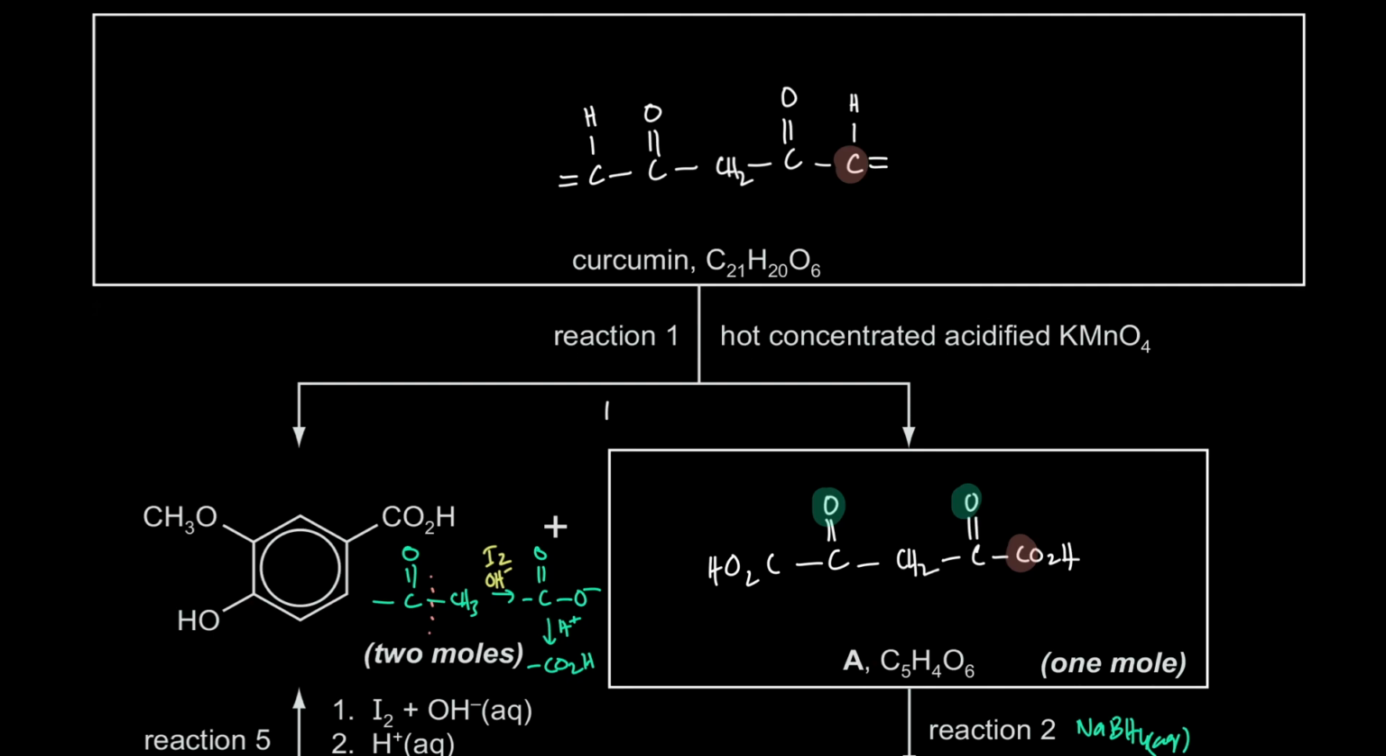And this carbon on the double bond, bonded to one hydrogen, became the carboxyl group. Now when curcumin was oxidized, it formed 1 mole of this, and it also formed 2 moles of this compound. If you look at this compound here, which group was a result of the strong oxidation of the alkene in curcumin? Again, it was the carboxyl group. It's the carboxylic acid, because this CO2H group was not present in curcumin. Again, curcumin did not react with sodium carbonate.